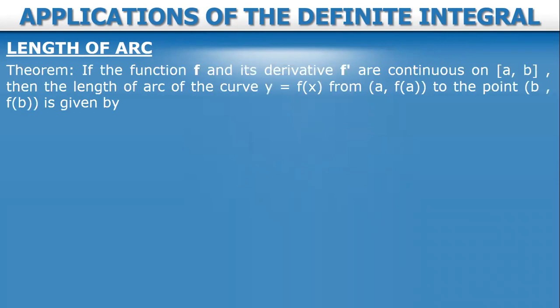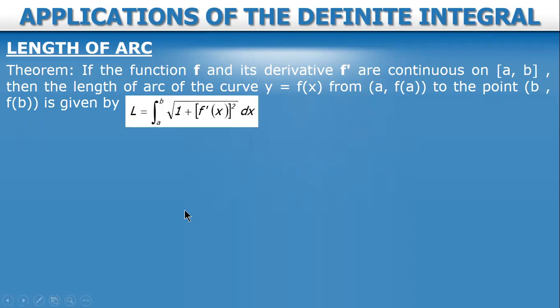A theorem for this is this one. If the function f and its derivative f prime are continuous on the interval [a, b], then the length of arc of the curve y equal to f of x from point A, f of A, to the point B, f of B, is given by this one. Here f of A is the value of the function when x is replaced by A, and f of B is the value of y or f of x when x is replaced by B.